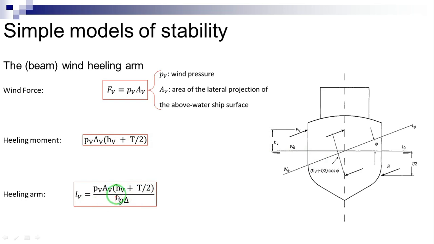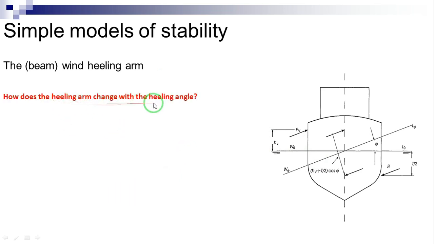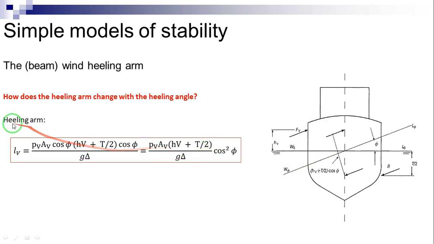How does the heeling arm change with the heeling angle? In the case of a flat ship, i.e. for B equals 0, the area exposed to the wind varies proportionally to cosine of phi. In this figure, we show that for a flat ship, the forces Fv and R would act in the centerline plane, both horizontally, i.e. parallel to the inclined waterline, W phi L phi. Then the lever arm of the torque would be proportional to cosine of phi. Summing up, the wind heeling arm equals this equation.